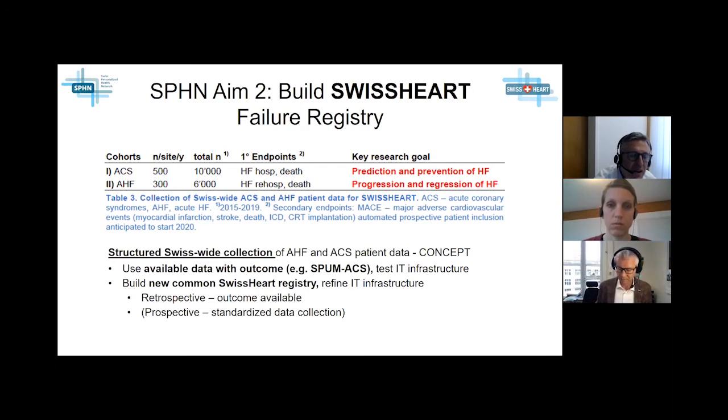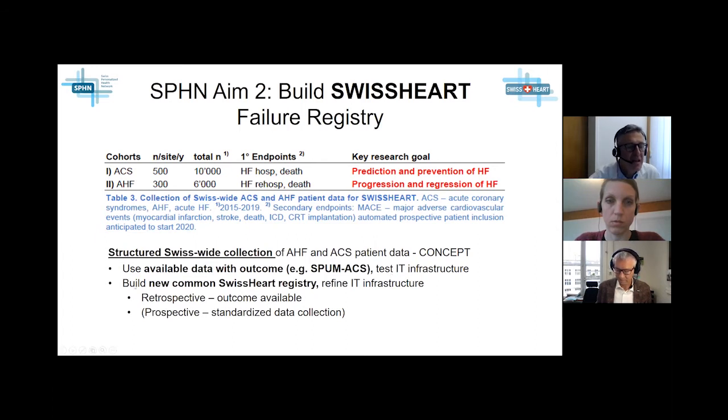We had the following stepwise approach and concepts. We want to take advantage of the available data that already have outcome. For that purpose, we have collected within the special program University Medicine, sponsored by the Swiss National Science Foundation, SPHN ACS, 10 years of patient data that are available for baseline and outcome analyses. That should allow us to test the IT infrastructure.